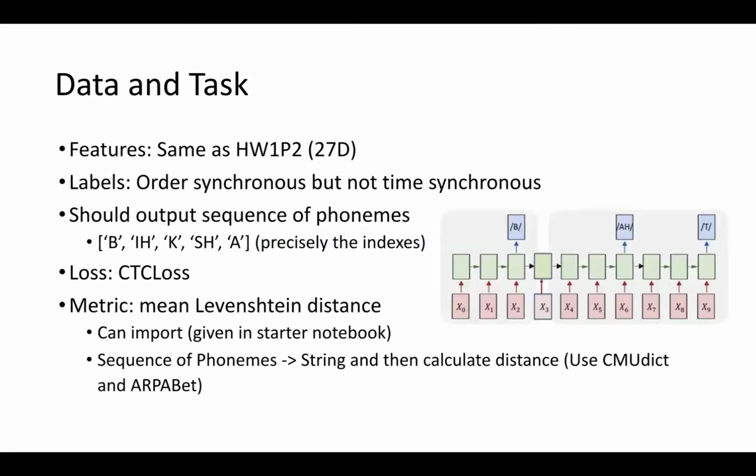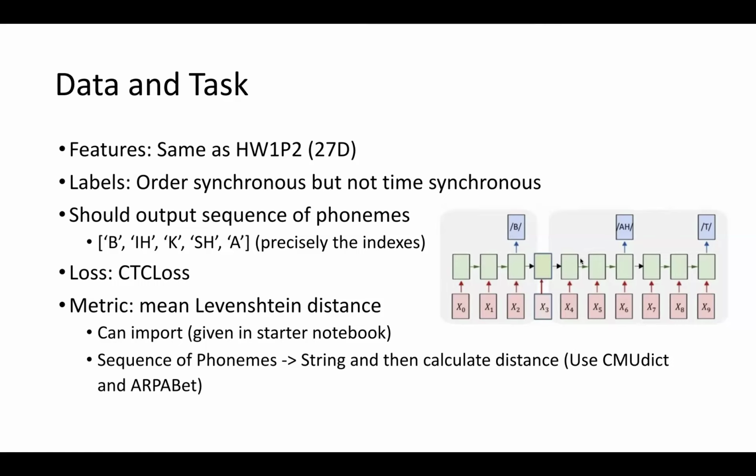So let's look at this in more detail. The features over here will be very similar to your homework 1 features, which means that you will have this kind of a sequence of language data. But the difference is that you will have phone names, and the labels will be order synchronous but not time synchronous. Now, what does that mean? In your homework 1, you had words and you knew which word is going to come after which other word, and that's why you knew the order. You also knew that at every time step, you get another word. So you also knew the time when you're going to get the next word.